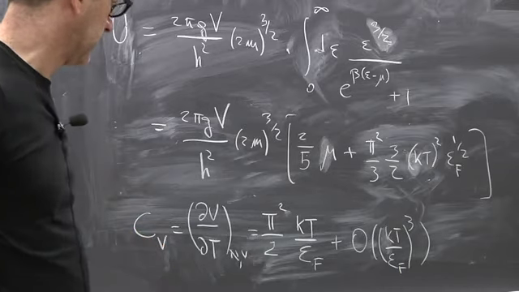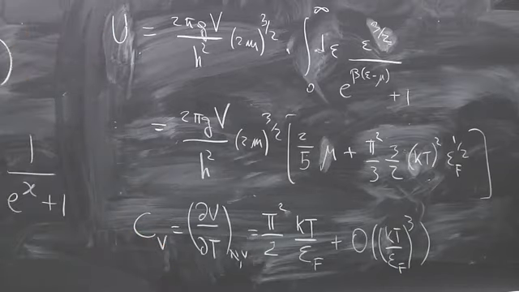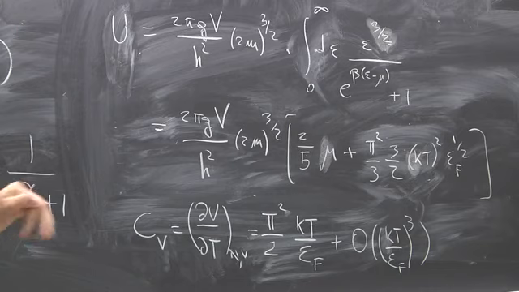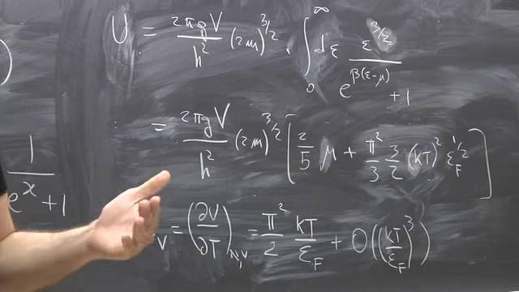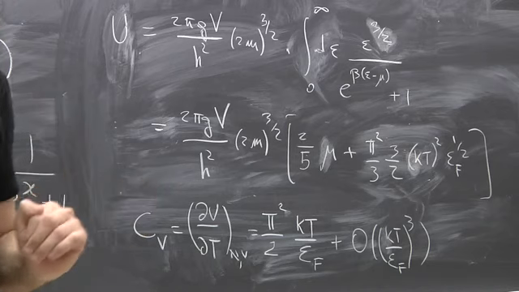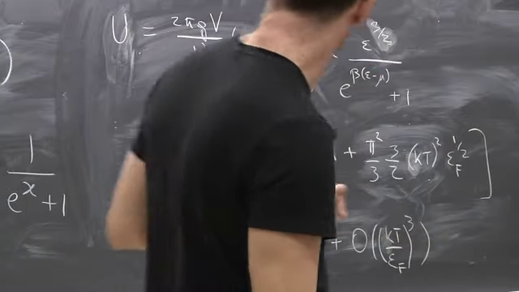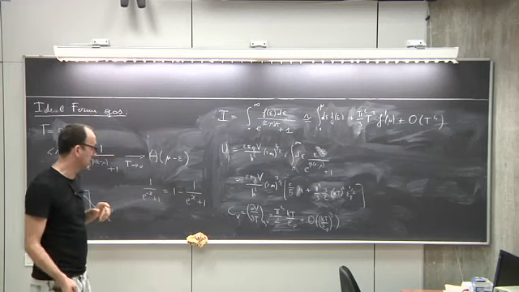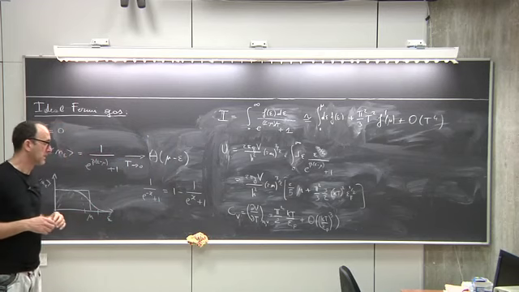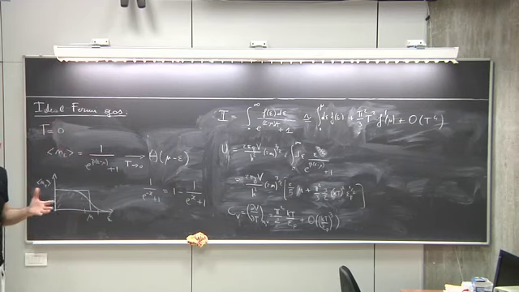So the specific heat of the Fermi gas at low temperature is linear in temperature. This, of course, is different from the classical result where the specific heat is independent of temperature, but this we know. We knew. So this is particularly important when you consider solids.